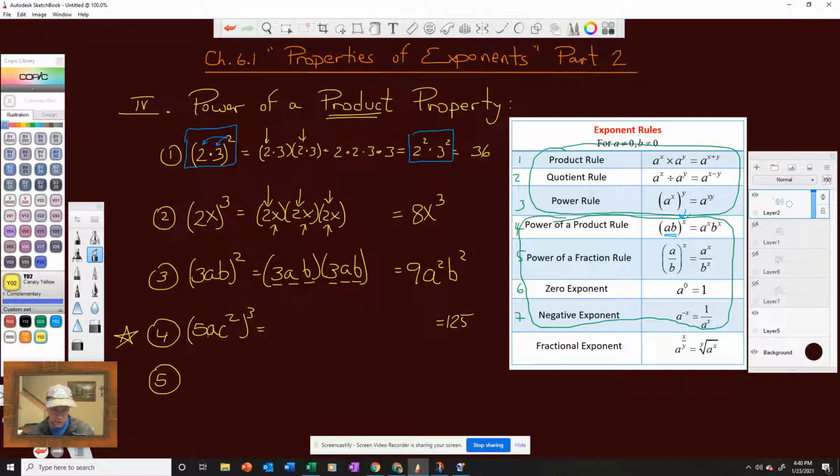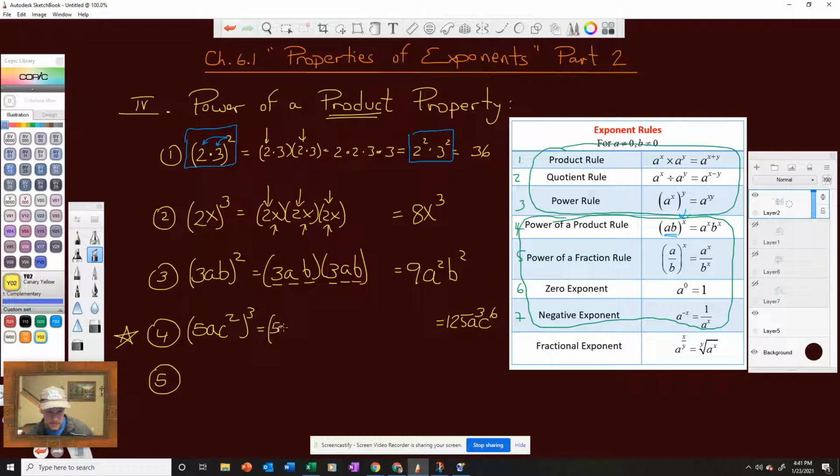This cubed also applies to the a. So 125 a cubed. And this cubed also applies to c squared. And what is c squared cubed? Remember that? It's c to the 6. So you should have 125 a cubed c to the 6. Did you get it? Expanding it, it would look like this.